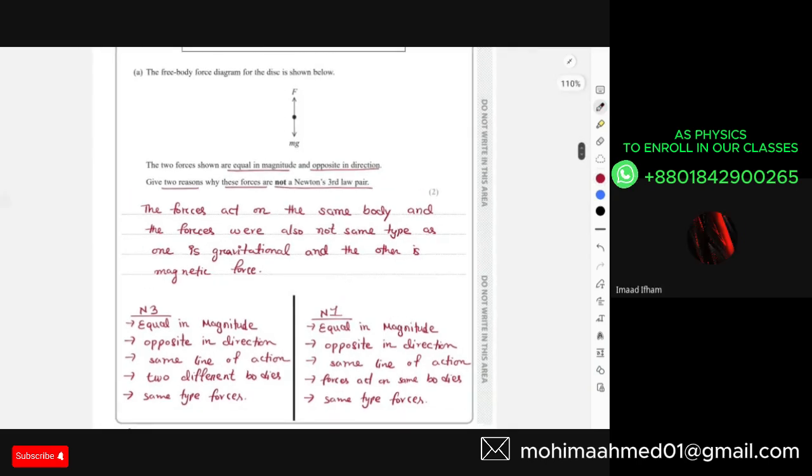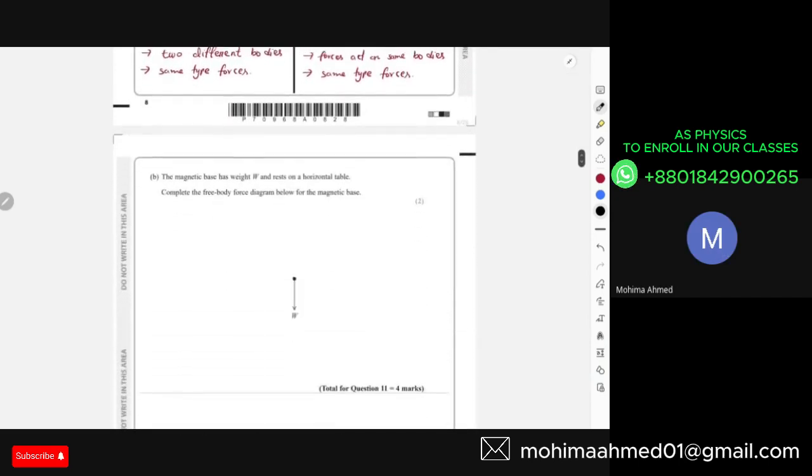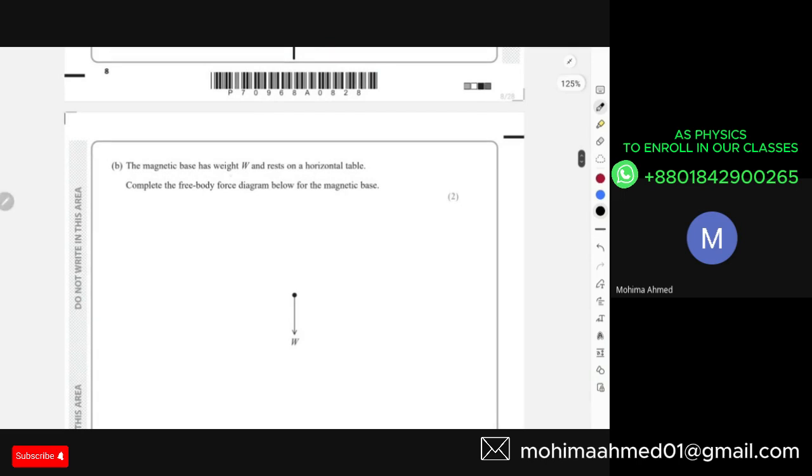No teacher. Okay, then if we quickly move on to your question part B. The magnetic base has a weight W and rests on a horizontal ground. Complete the free body force diagram below for the magnetic base.